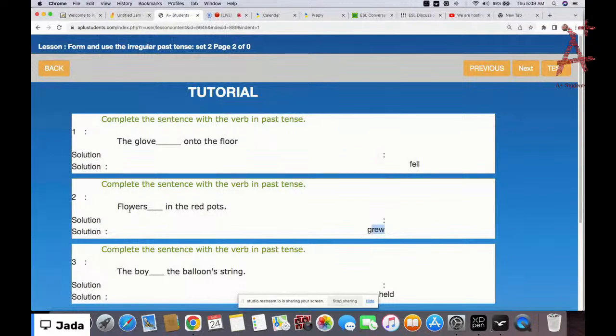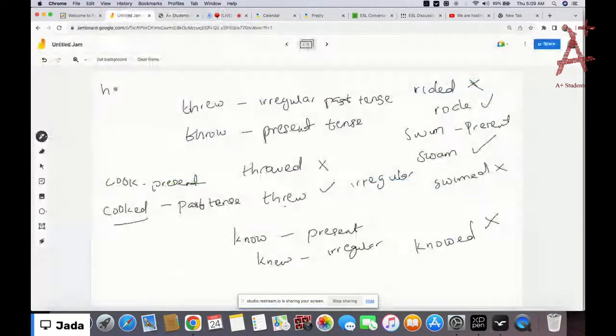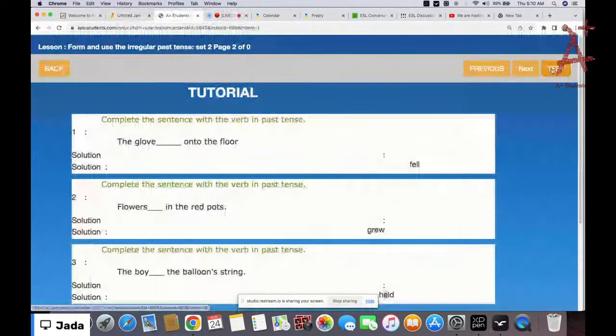And then the boy dashed the balloon string. Now held. Okay, so it's like this: held is past tense, and hold is present tense. So you cannot say holded like this with ed. No, you cannot say that. You can only say held. So that's basically it. Now we'll move on to the test. Okay, let's go to the test.